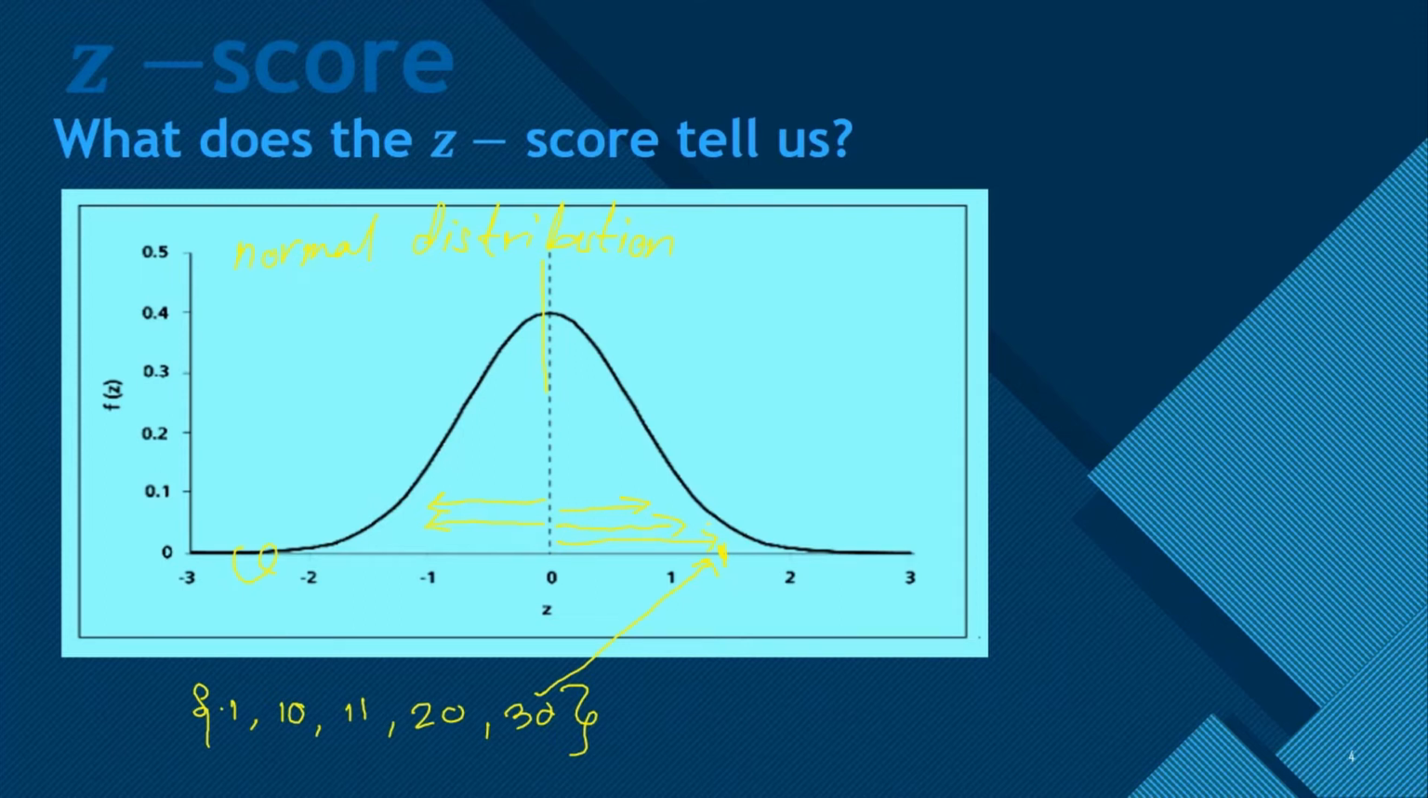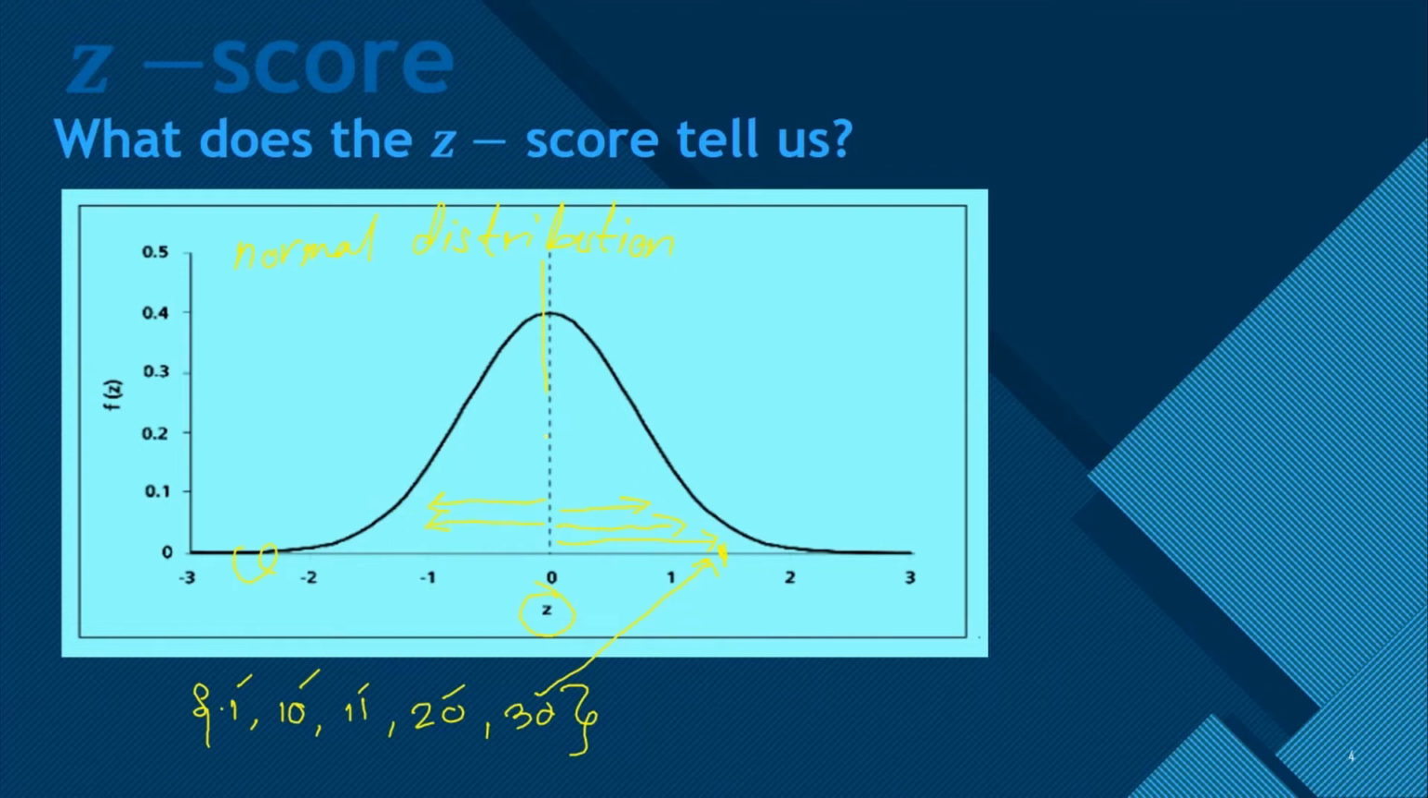So, bago natin malaman yung position ng bawat x value dito, kailangan muna natin i-convert sa z-score para makita natin yung relative position nila sa normal curve. So, hindi natin ma-compare yung dalawang different samples without converting into z-scores.